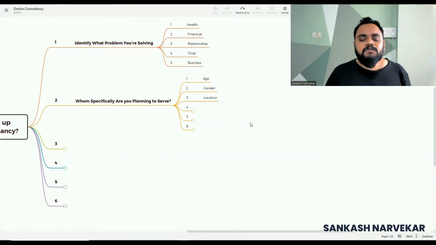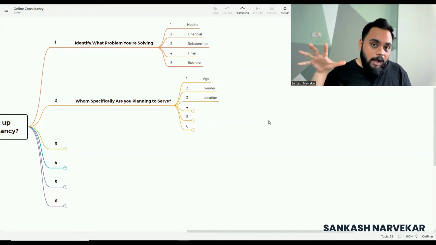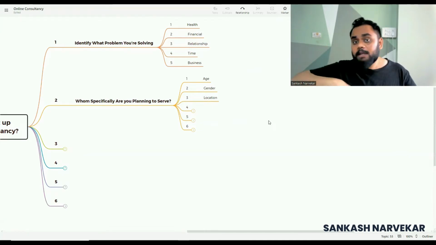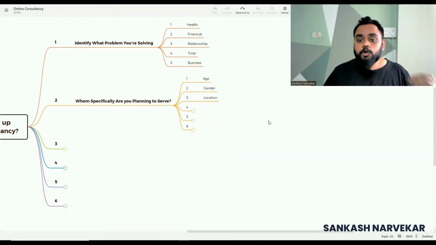The third thing that we have over here is location. Do you want to help people in a specific location? Now, let's say you're a dentist and you have a clinic in one particular location, then maybe you want to serve in that location itself, right? Let's say you are an architect or an interior designer and you want to help people in one particular location, or maybe you want to help people all across India, right? So you got to think about what that location is, right?